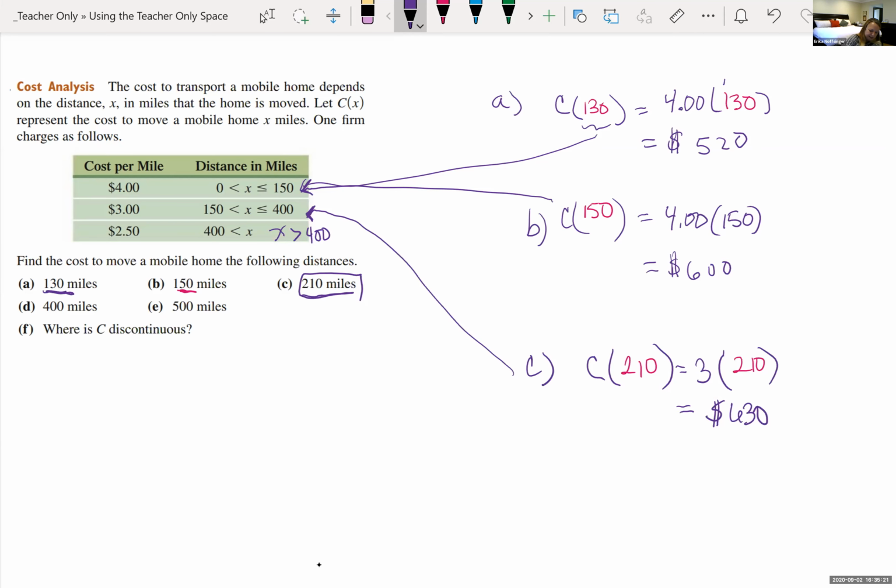So D, let's just do that over here. So 400 miles, so C of 400. 400 uses the second equation too because it has the equal to part on the inequality: x is less than or equal to 400. And so it's not $4, they got a rate, a discount. It's only $3 at 400 miles. So that's $1,200.